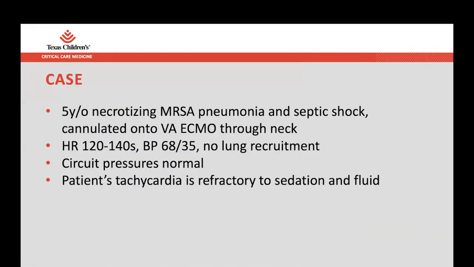So next case is a 5-year-old with necrotizing MRSA pneumonia and septic shock, who was cannulated onto VA ECMO through the neck. Heart rates were 120s to 140s, blood pressure 60s over 30s, had no lung recruitment. Otherwise, circuit pressures were normal, and the patient's tachycardia was refractory to sedation, as well as fluid, in addition to the hypotension.